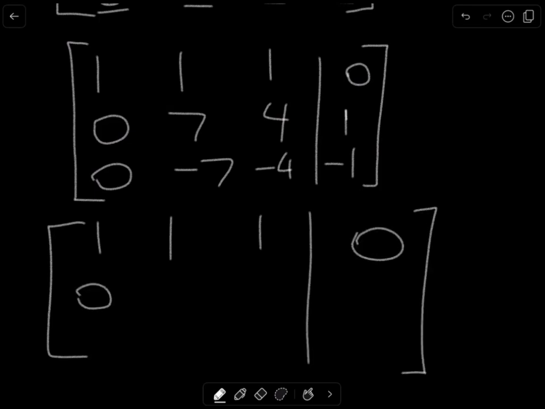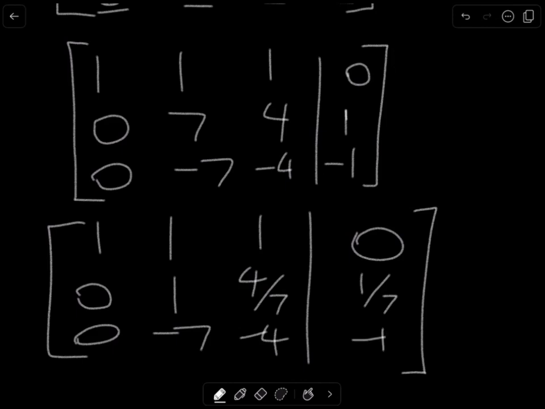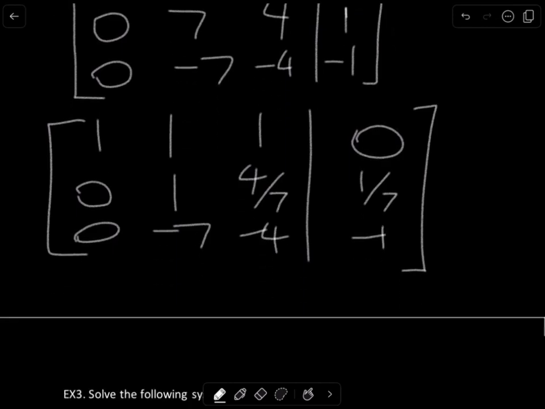It's going to be 0. 7 divided by 7 is 1. Then we'll have 4 over 7 and 1 over 7. Okay, and we'll get 0, minus 7, minus 4, and minus 1. Okay, let's add a page.